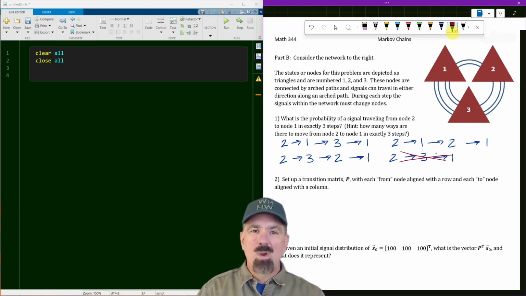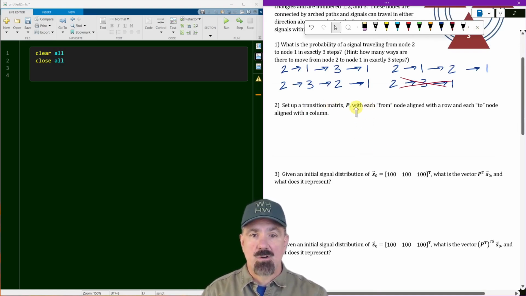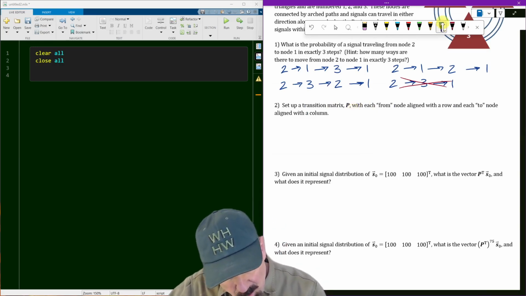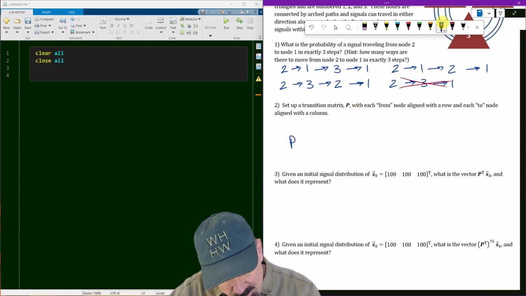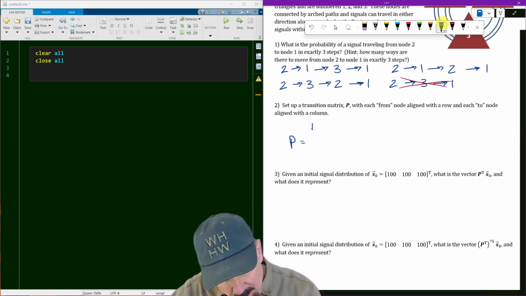Well, we know that the easier way to do this is to answer question 2 first, which is to create the transition matrix. And so let's do that. We want to set up the transition matrix P, and the recommendation is, of course, that you just put the numbers in. These are not numbers in the matrix. These are just the nodes so that we can keep track of the positions of the matrix.